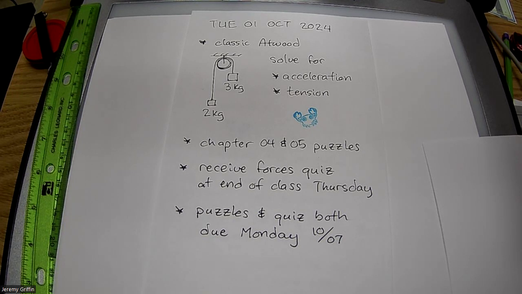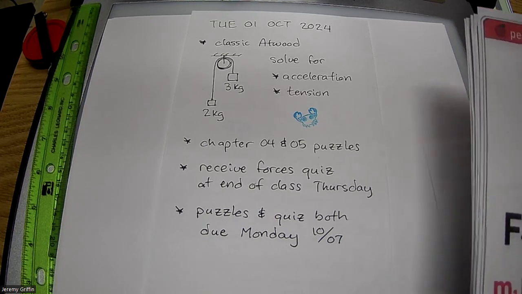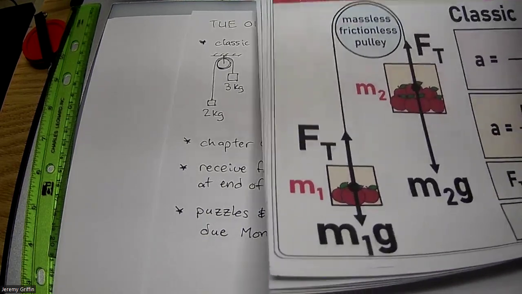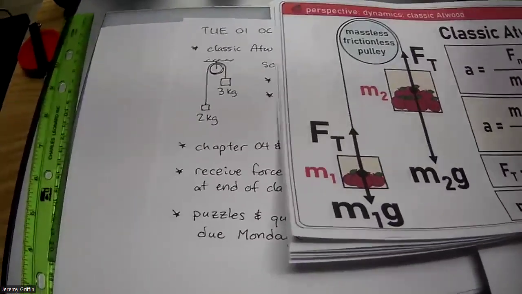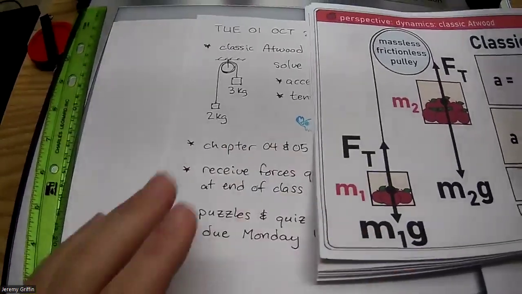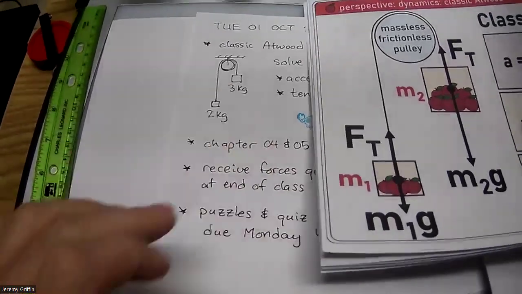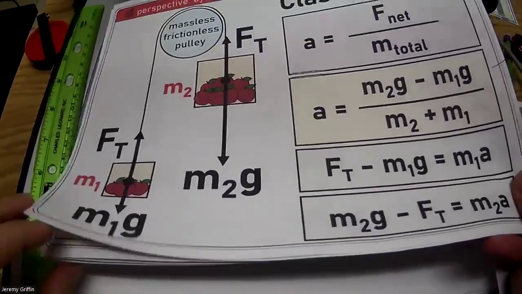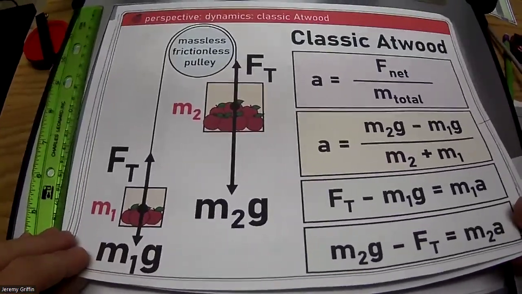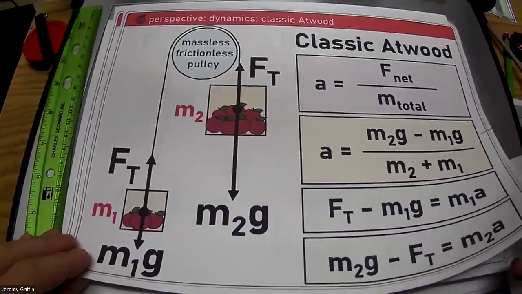All right, so there's a couple of ways to approach this one. Hey, you guys remember this poster from yesterday? It's the classic Atwood poster. So this was your lab yesterday. You were doing this, got your free body diagram set up. So let's look at the whole thing. Got it. 2 meters per second squared.